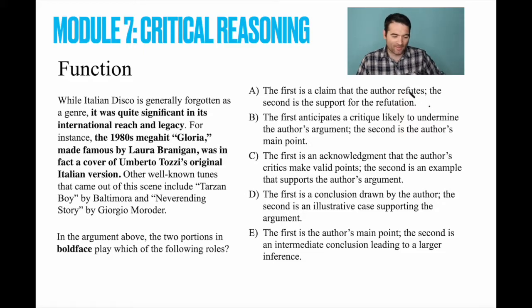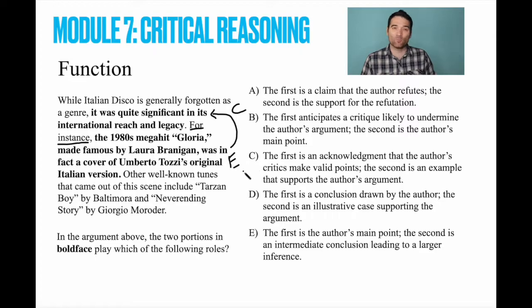We'll find out. Okay, so we start off by saying, while Italian disco is generally forgotten as a genre, it was quite significant in its international reach and legacy. Is this a conclusion or is it evidence? Well, it's actually a conclusion, and here's why. This claim that Italian disco was significant is supported by what comes next. And we know because of this word, for instance, right? So what comes next is the evidence that supports this original claim. So that tells us that the first sentence is a conclusion and the second one is evidence.